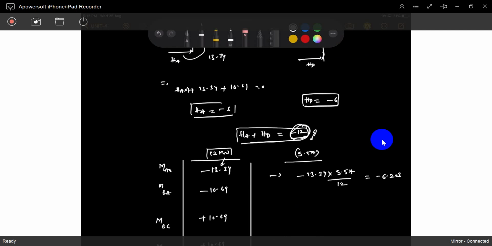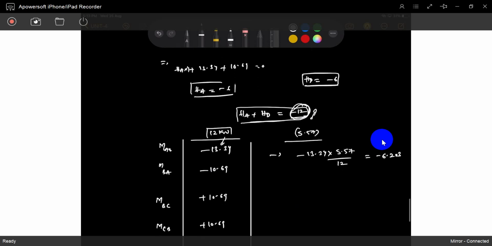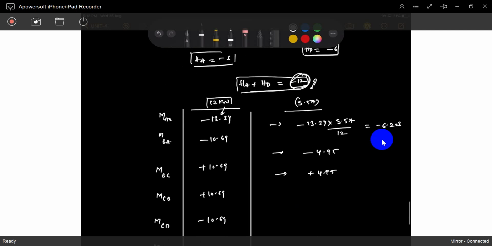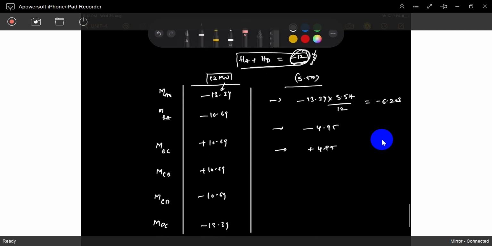Okay, 6.2, not 3, no? 6.2. Take it as 6.2. For this value you will get minus 4.95, we'll get plus 4.9, almost half of it. Okay, alright, understood? These are values for only 12. We required only 5.57, because the sway force in the system is 5.57, not 12. Okay, that's it.